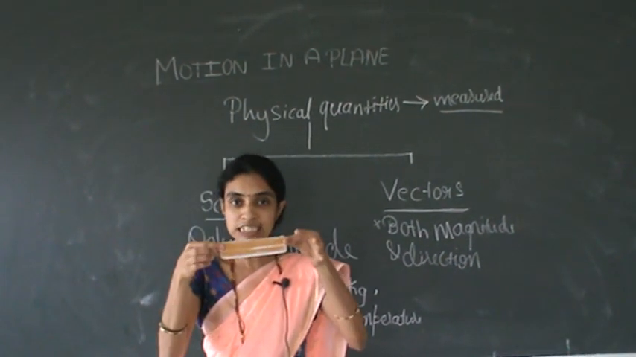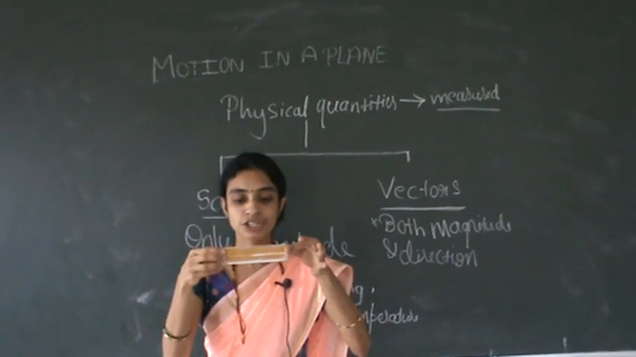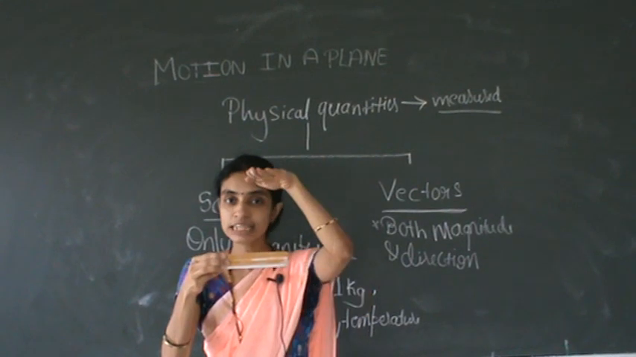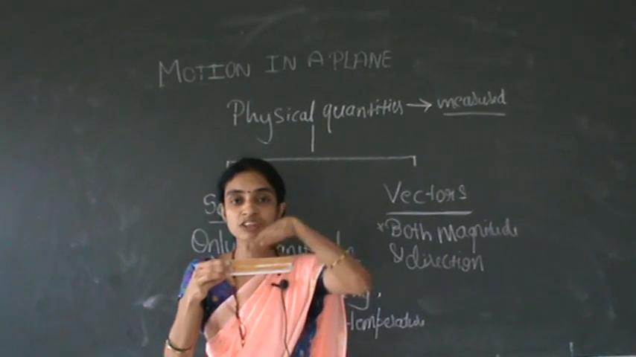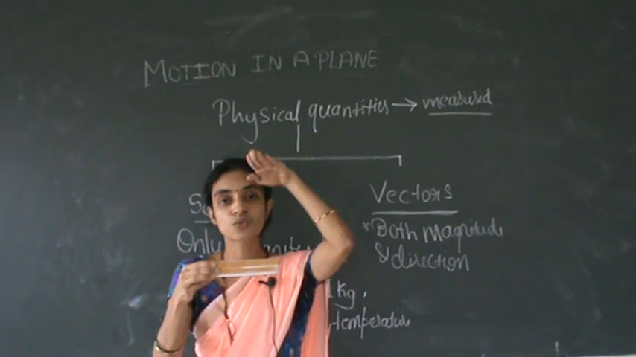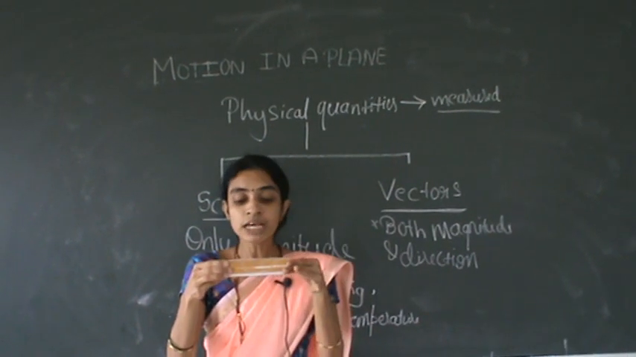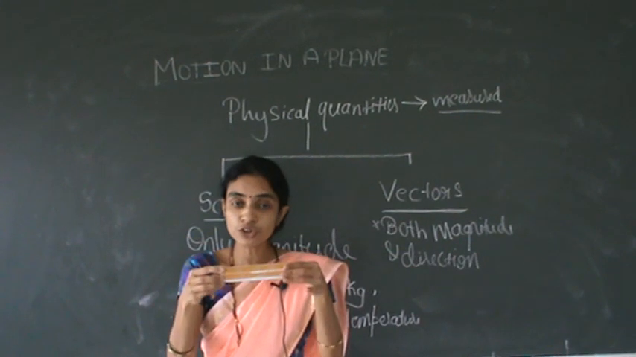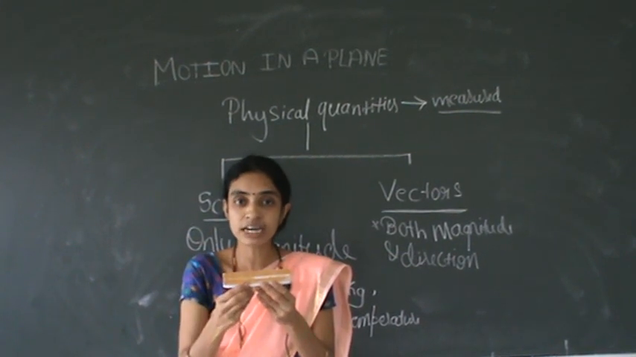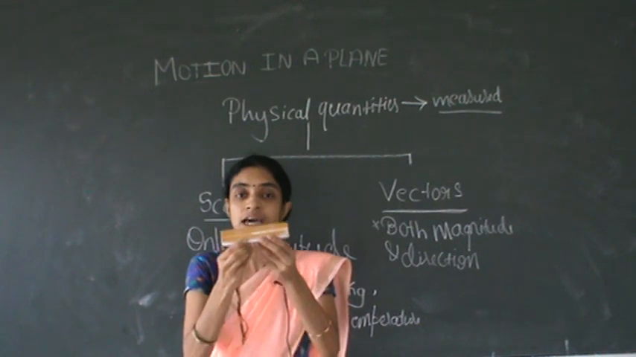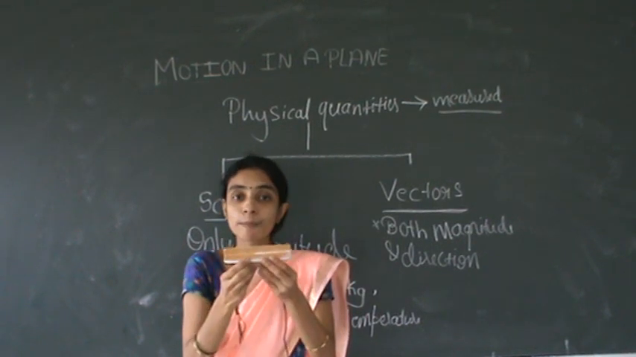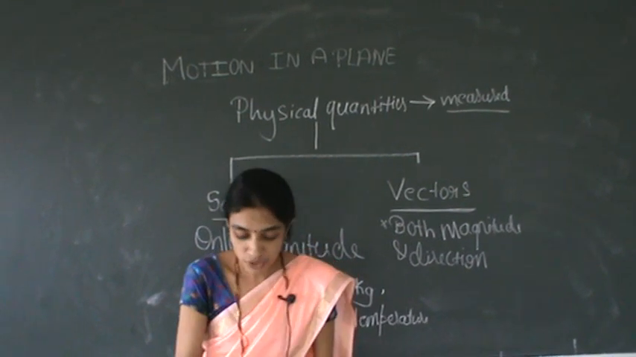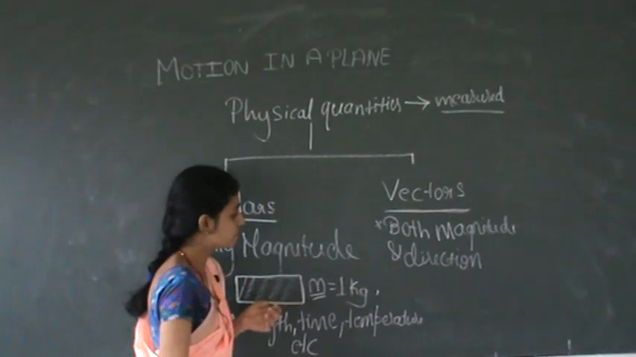Initially this resistor is in the rest condition. I have to move this resistor in the upward direction, that is towards north. So in order to move this resistor, what do I have to do? I have to apply a certain force in the north direction. I will show you here.